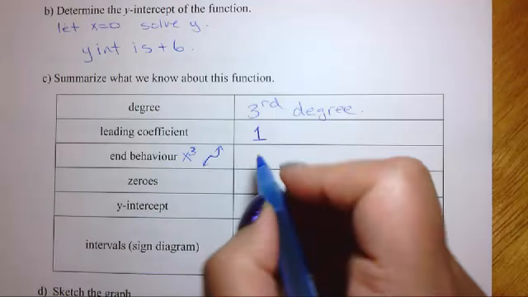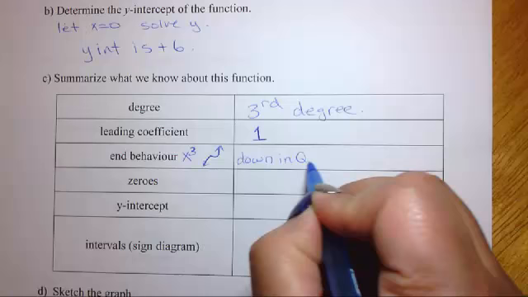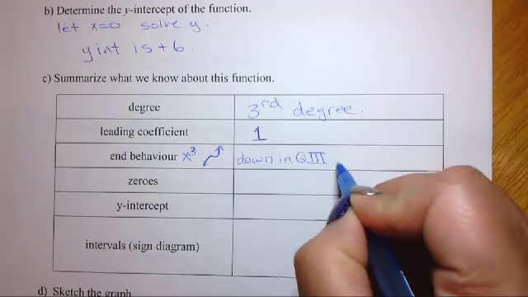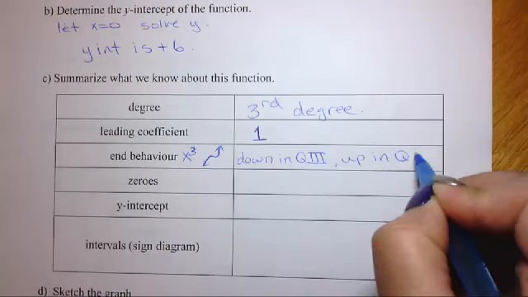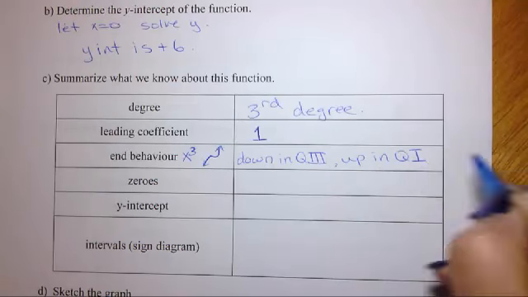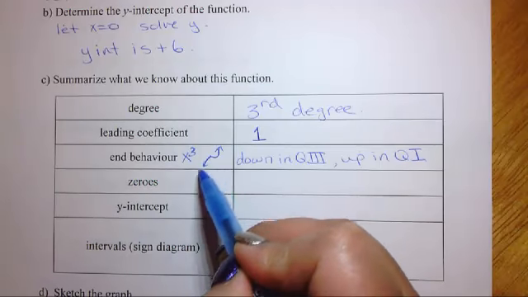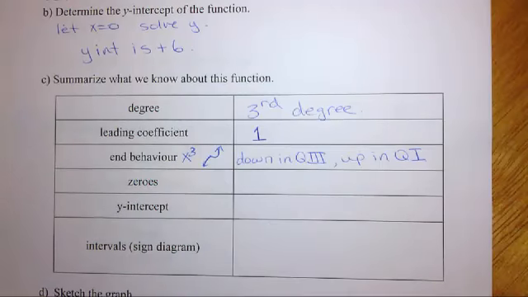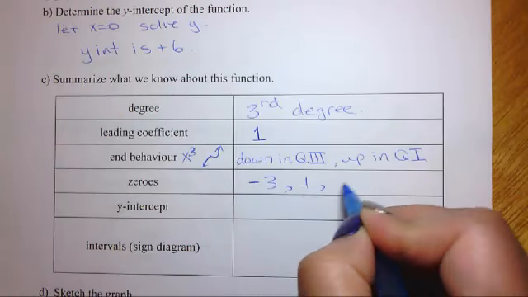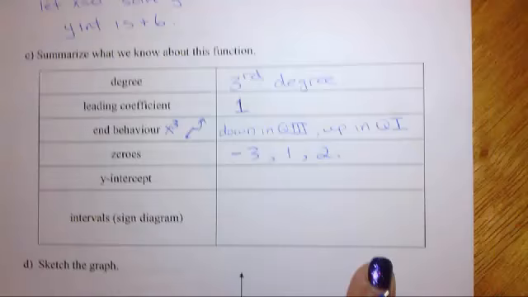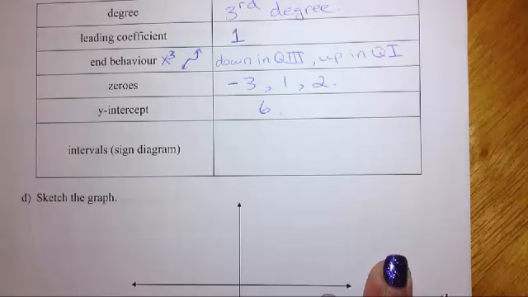So what does that mean? That means that it is down in quadrant 3, and it goes up in quadrant 1. All right. So since it's a positive leading coefficient, it has a positive slope. Now our zeros, we can just rewrite them. I'll write them in order. And the y-intercept here is 6.